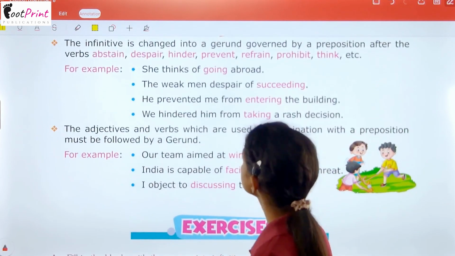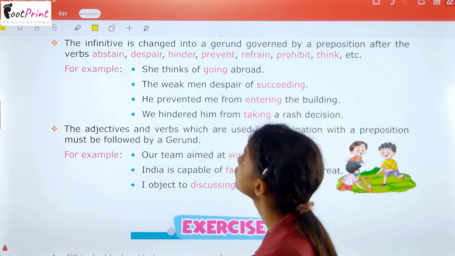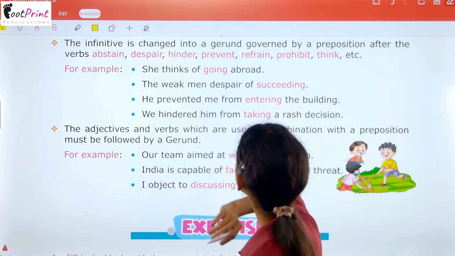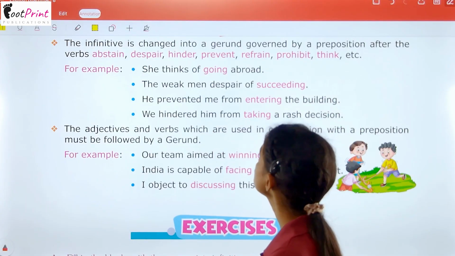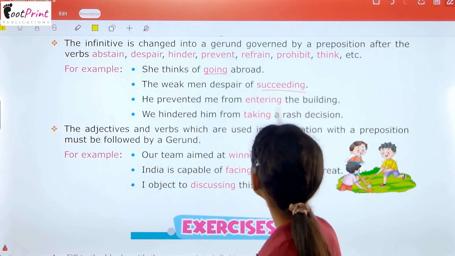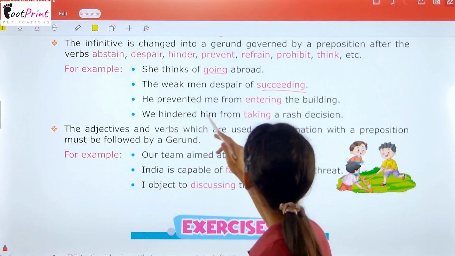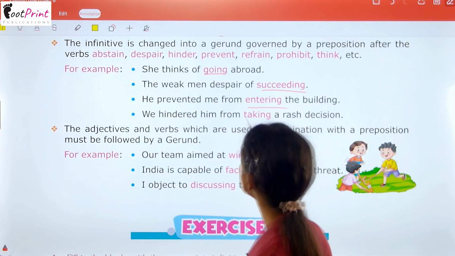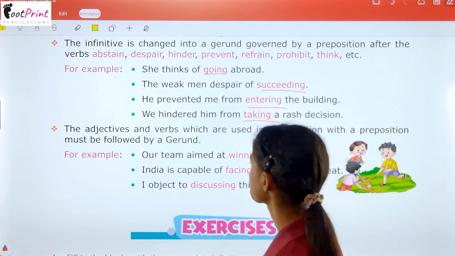And the infinitive is changed into a gerund governed by a preposition after the verbs abstain, despair, hinder, prevent, refrain, prohibit, think, etc. For example, she thinks of going abroad. The weak man despairs of succeeding. So we are using them after prepositions. He prevented me from entering the building. We hindered him from taking a rash decision.